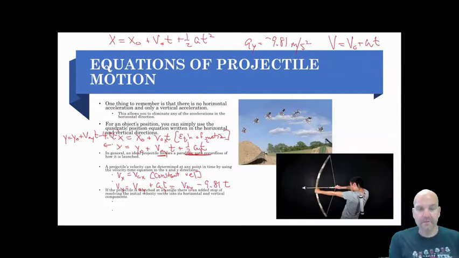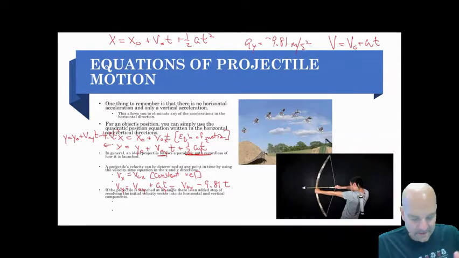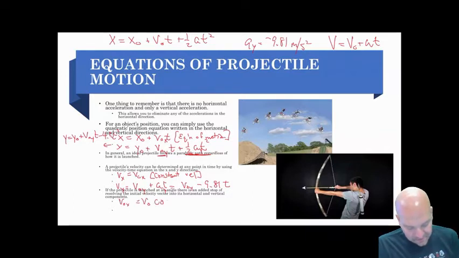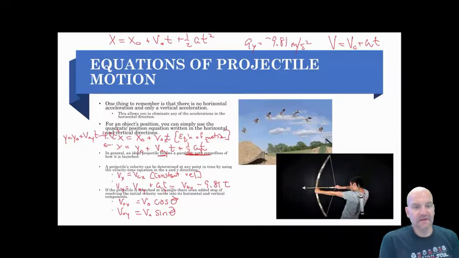Now, if a projectile is launched at an angle, there's an added step of resolving the initial velocity vector into its horizontal and vertical components. If you're not sure what is meant by resolving, I have a separate video on vector resolution. Our initial x component would be v0 cosine theta. Our initial y component would be v0 sine theta, so our initial velocity times the sine of the angle. These are the equations we're going to use in all of our projectile motion questions.